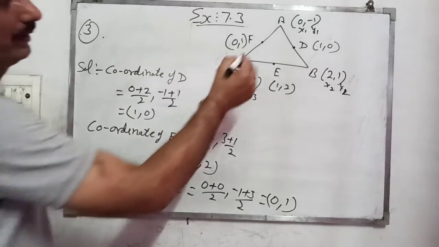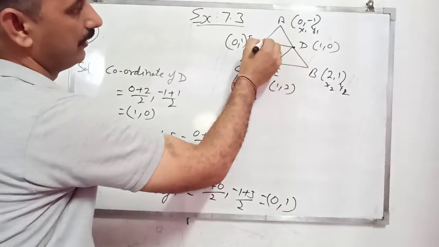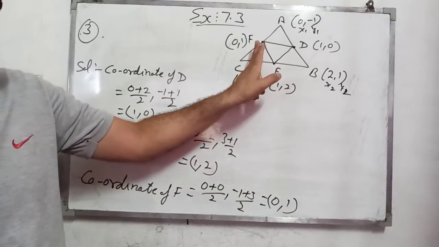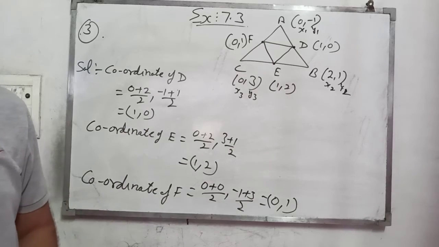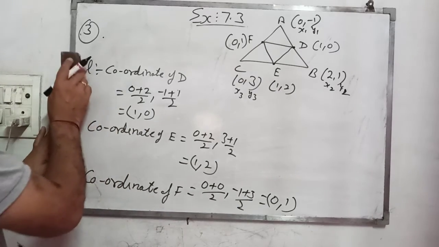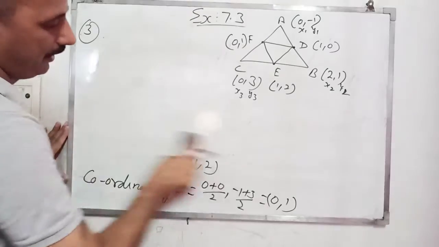Now these midpoints make another triangle. So we find the area of the first triangle ABC and then triangle DEF. We find the area of these two triangles, then we find the ratio. So look at the area.